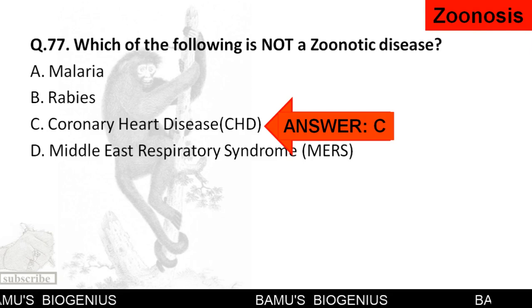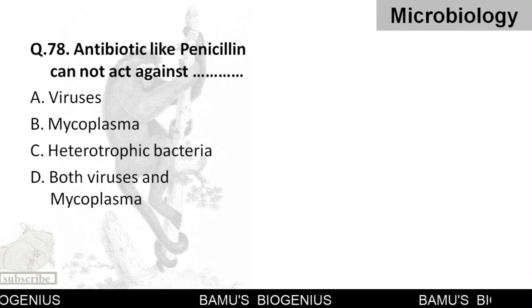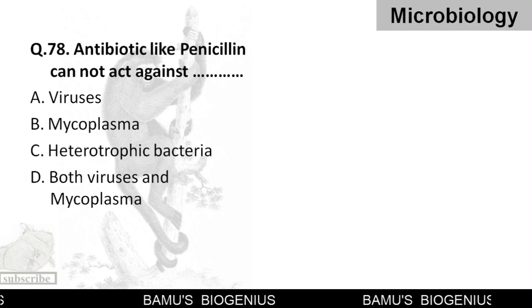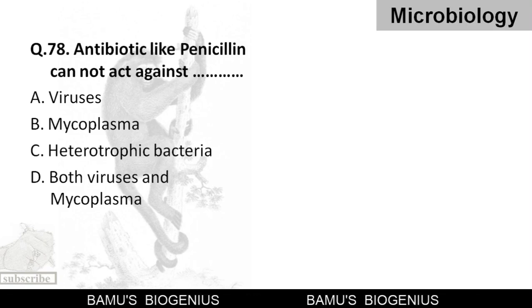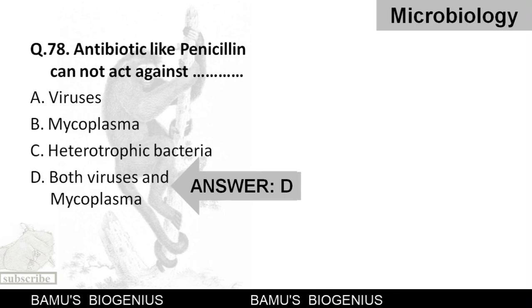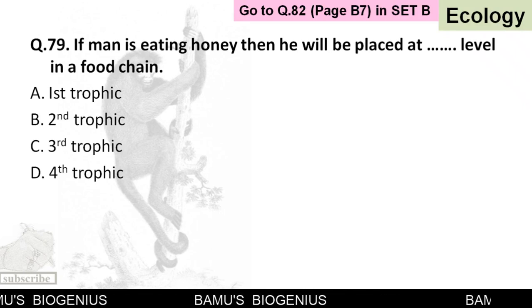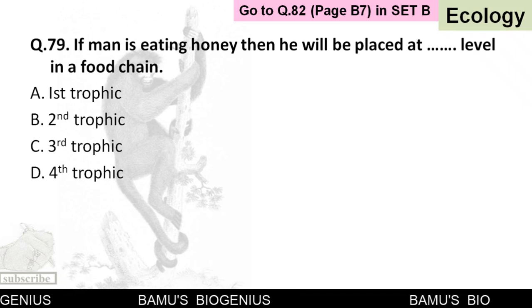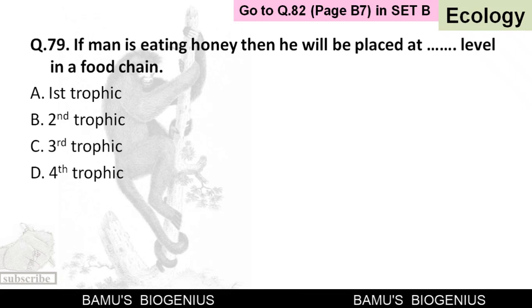Then question number 78, antibiotic like penicillin cannot act against viruses, mycoplasma, heterotrophic bacteria, both viruses and mycoplasma. The answer is both viruses and mycoplasma. Answer is D. So then question number 79 is, if man is eating honey, then he will be placed at which level in the food chain. First trophic level, second trophic level, third trophic level, or fourth trophic level.